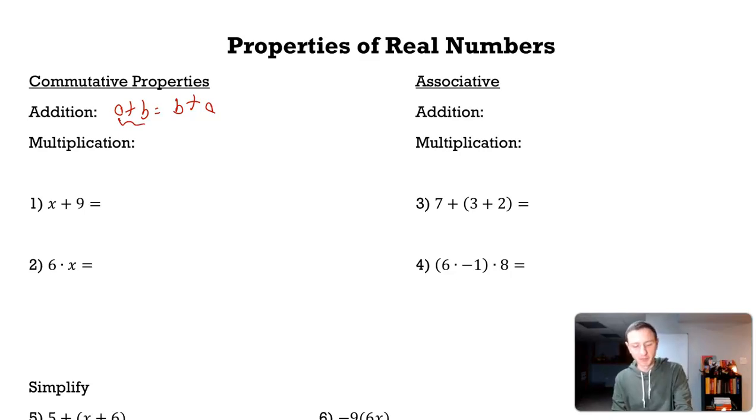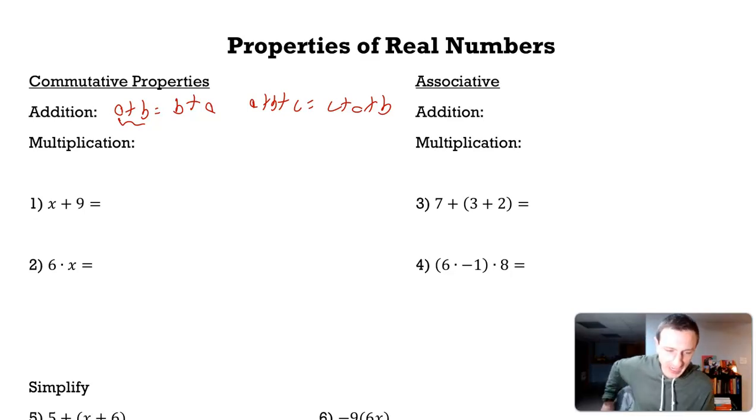A plus b equals b plus a, or a plus b plus c is equal to c plus a plus b, just rearranging the terms when we're adding. 2 plus 3 plus 4 is the same thing as 4 plus 3 plus 2. You can rearrange when you're adding. You're going to get the same sum no matter what order that you add in.